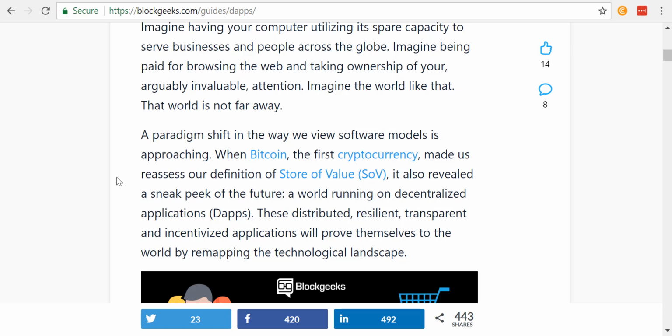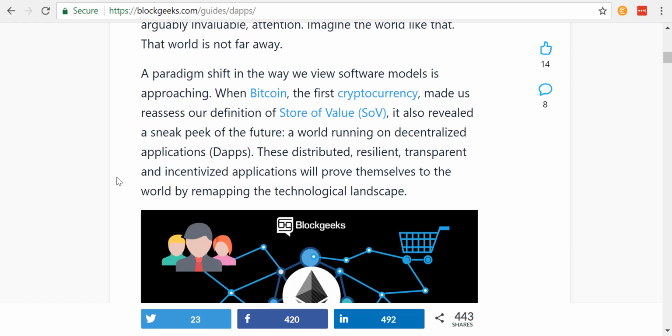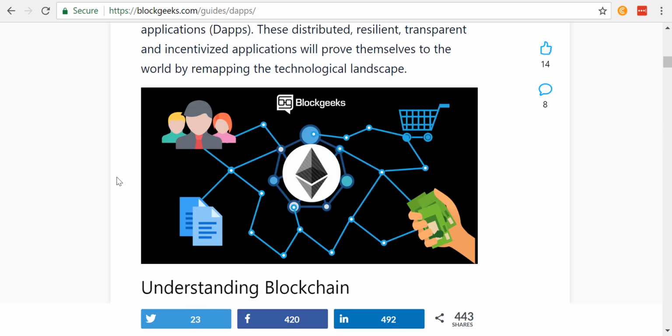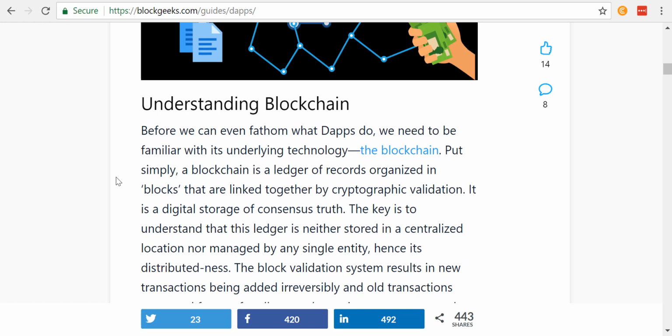When Bitcoin, the first cryptocurrency, made us reassess our definition of store of value, it also revealed a sneak peek of the future, a world running on decentralized applications, dApps. These distributed, resilient, transparent, incentivized applications will prove themselves to the world by remapping the technological landscape. Understanding blockchain. Before we can even fathom what dApps do, we need to be familiar with this underlying technology, the blockchain. Put simply, a blockchain is a ledger of records organized in blocks that are linked together by cryptographic validation.